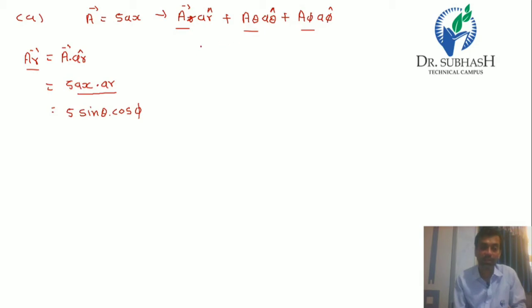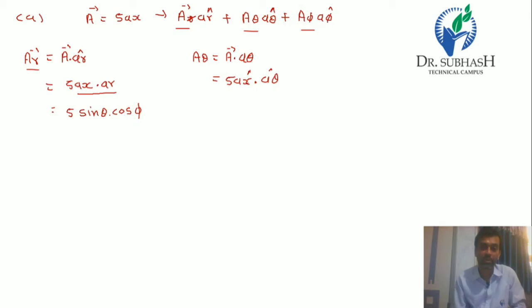Similarly, if we need to find A theta, then we can say that it is vector A itself dot the unit vector of the component being found. So here it is 5 ax dot a theta.